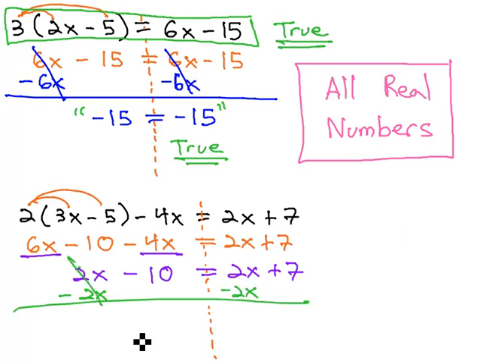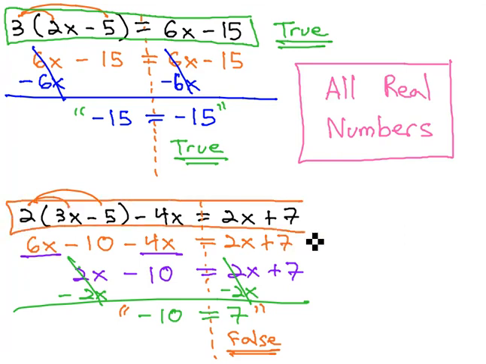When we do that, 2 positives and 2 negatives are gone, leaving negative 10 equals, again, we see 2 positive x's and 2 negative x's subtracting out to 0, leaving 7. Again, we've got this equation, negative 10 equals 7. The variable has subtracted out completely. But what's different about this problem is negative 10 is not equal to 7. We have a false equation. This equation is never true. Negative 10 is never the same as 7.